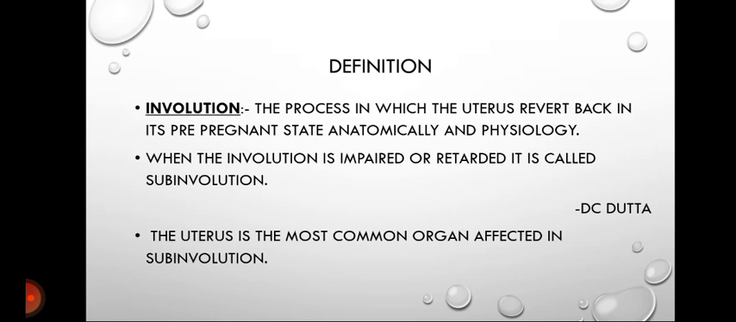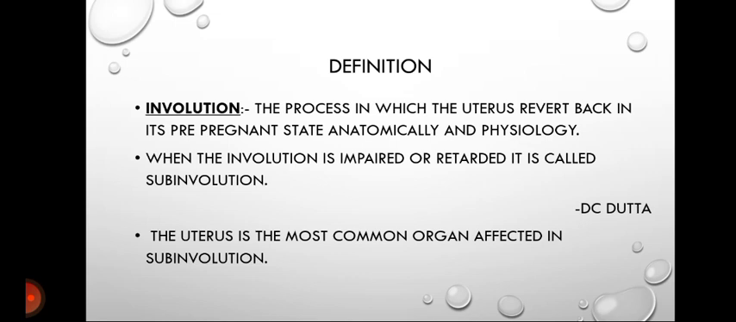In simple meaning, when a woman conceives and the pregnancy goes on, the size of the uterus increases in order to accommodate space for the fetus. Once the fetus has been delivered, this uterus, which has grown huge in size, has to come back to its original state. This process of the uterus reverting back to its normal size and normal function, we call involution.